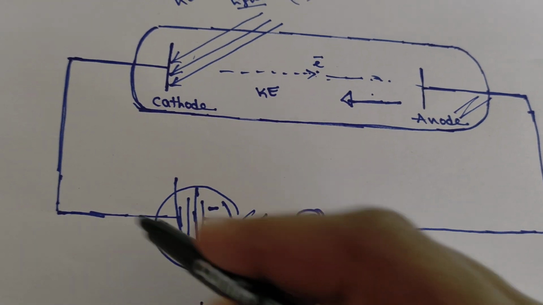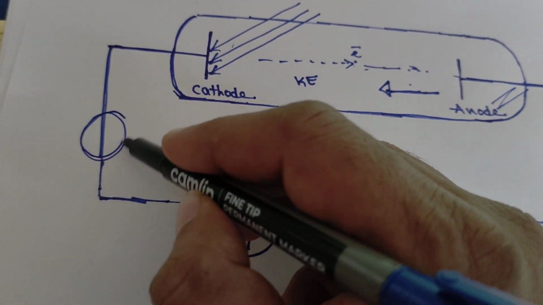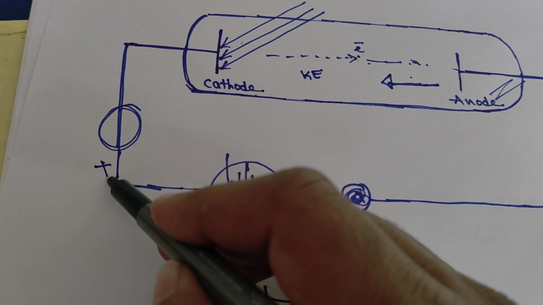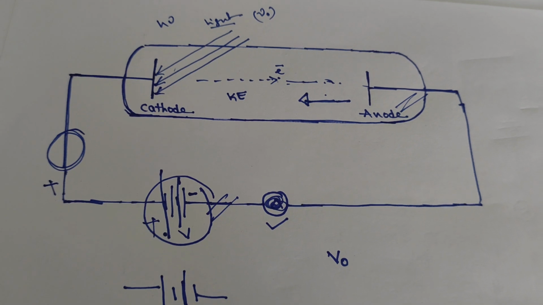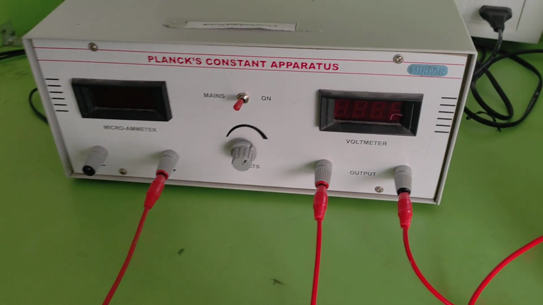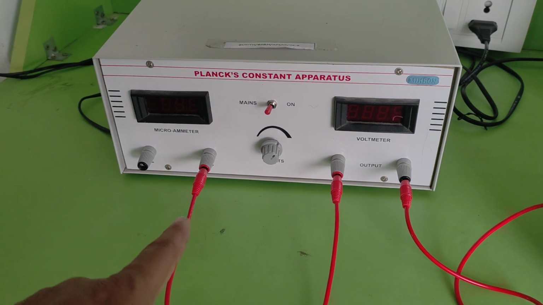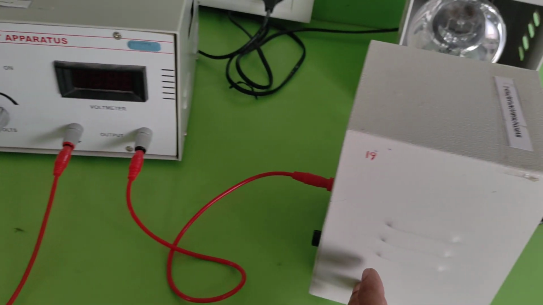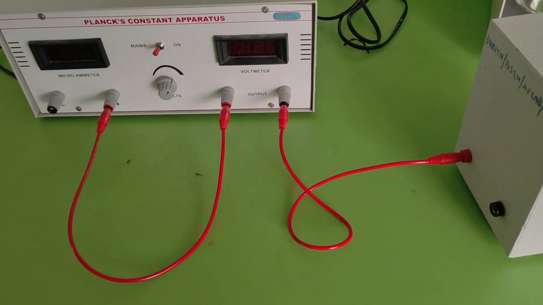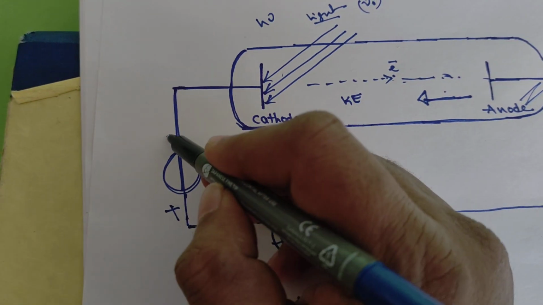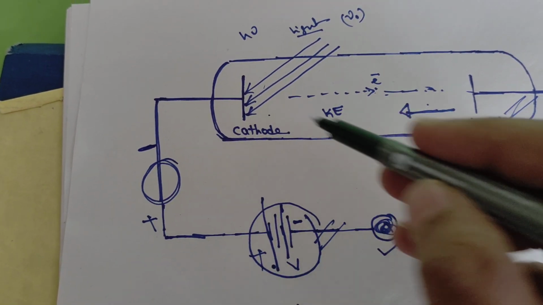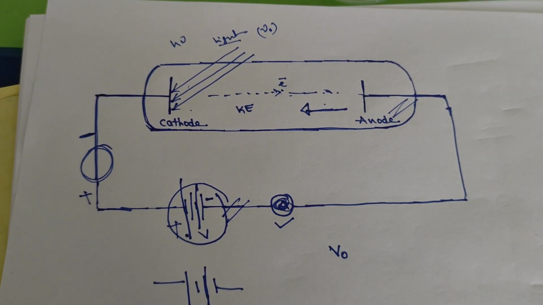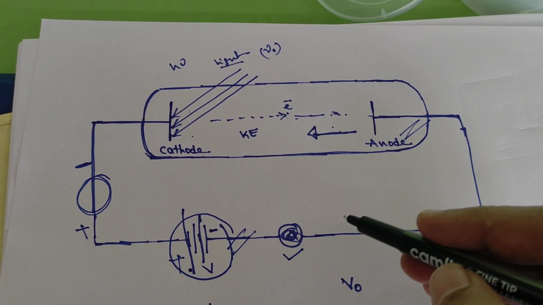The ammeter can be connected at any moment, right? So I just place the ammeter here. Then the voltmeter positive is connected to the ammeter positive. See here, the voltmeter positive wire is connected to the ammeter positive, and the remaining ammeter negative is connected to the photometal negative. Now the connections are over to measure the stopping potential.